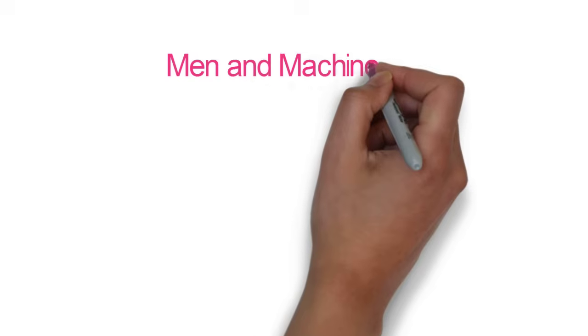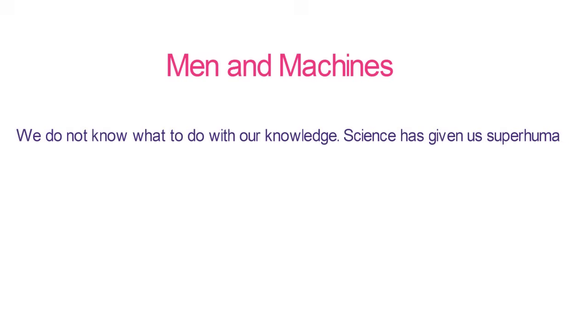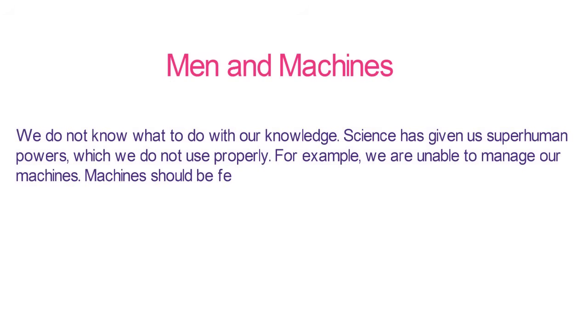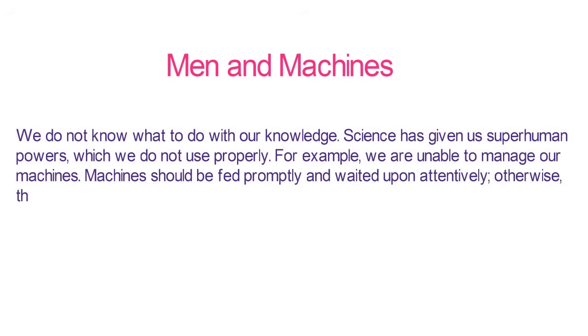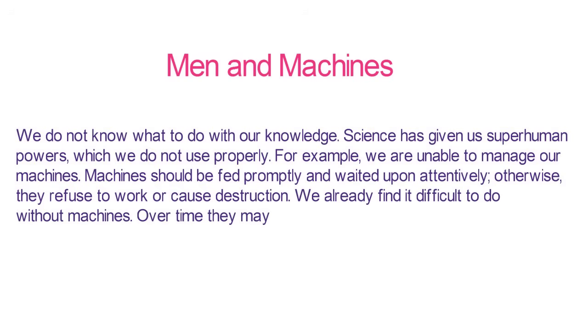Man and machines. We do not know what to do with our knowledge. Science has given us superhuman powers, which we do not use properly. For example, we are unable to manage our machines. Machines should be fed promptly and waited upon attentively. Otherwise, they refuse to work or cause destruction. We already find it difficult to do without machines. Over time, they may rule over us altogether.